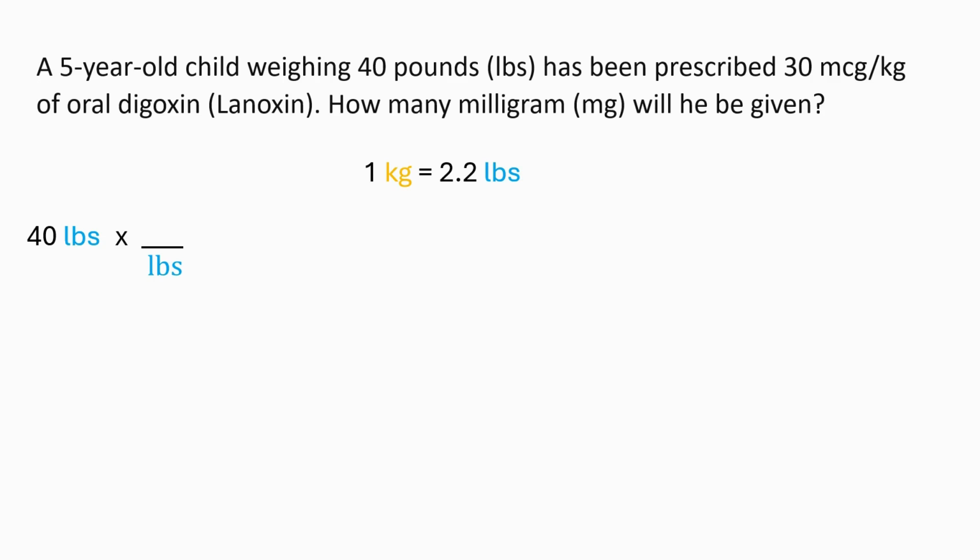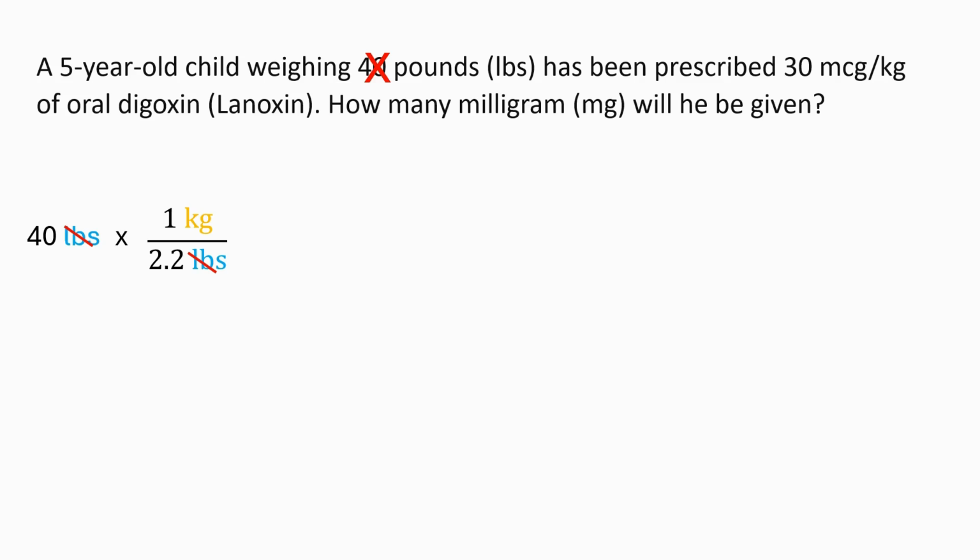So remember we said we need pounds in the denominator. So we have 2.2 pounds, and that will go in the denominator. And the 1 kilogram should go on the top because these two are together. You never separate them. So if you put the 2.2 pounds in the denominator, you need to put the 1 kilogram on the top or the numerator. So we cross out the pounds because we don't need that anymore, and we cross out the 40 pounds in the question so we don't use that number twice.